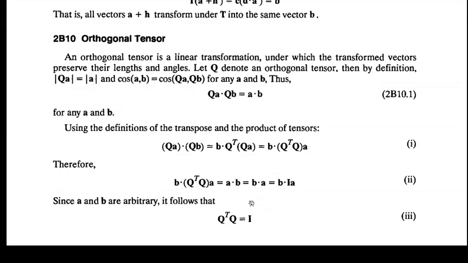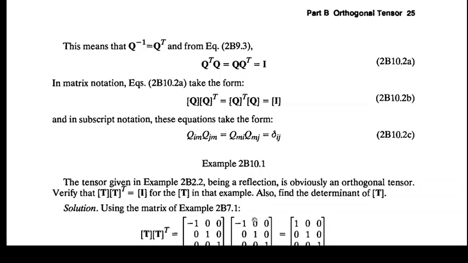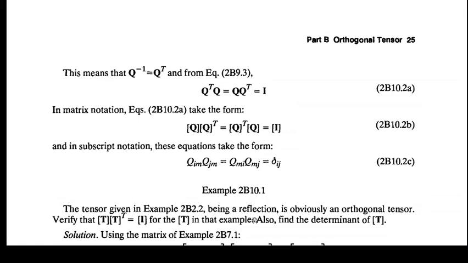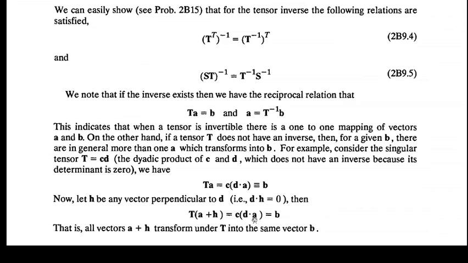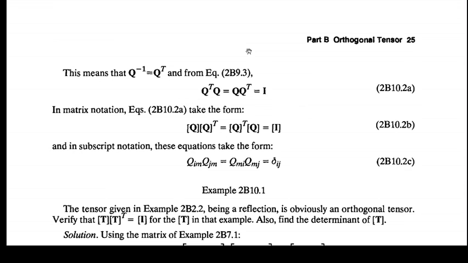This is for any arbitrary A and B, so it can be written as Q transpose Q equals identity. This is the usual definition of orthogonality of matrix Q. So it means that inverse and Q transpose are equal. So from this equation, we can write Q transpose Q equals Q transpose identity.